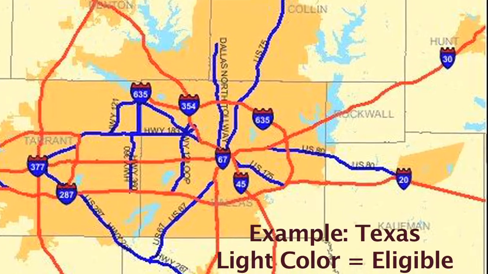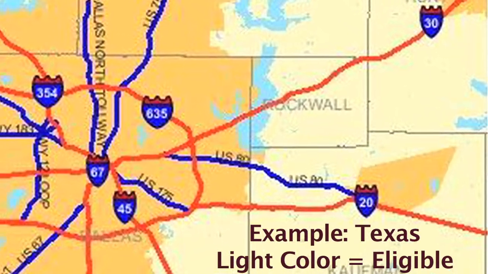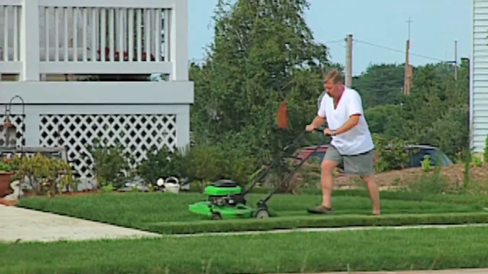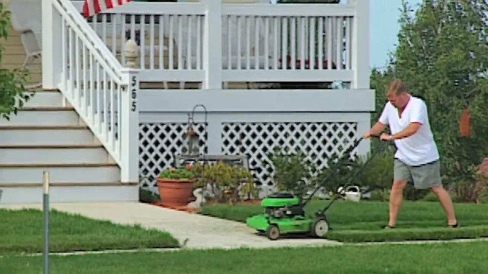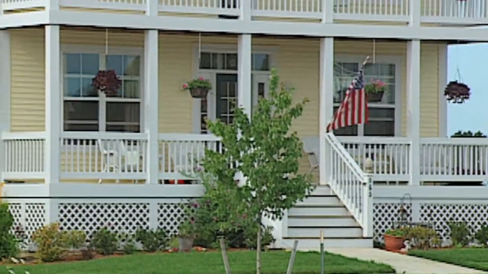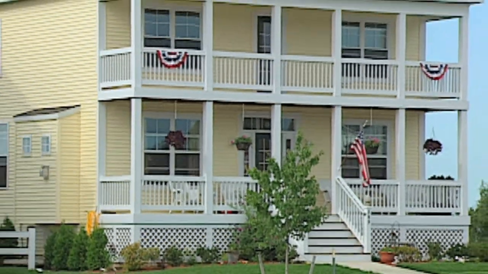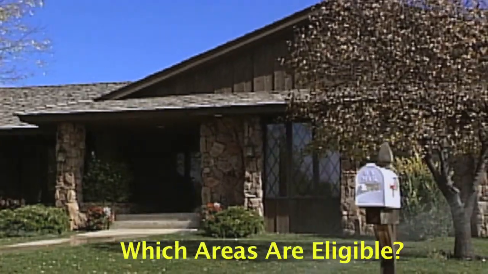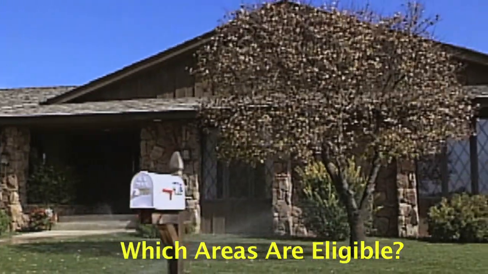Now, when the USDA rural development was first set up, it was to target populations that had 10,000 people or less. However, exceptions can be made for populations of 25,000 to 50,000, depending on how far they are from urban areas. So the million-dollar question is this. You've gotten pre-approved, you've got an agent, a realtor that you're working with, you're about to go out there and look for some homes, and you want to know which areas are eligible and which are not.